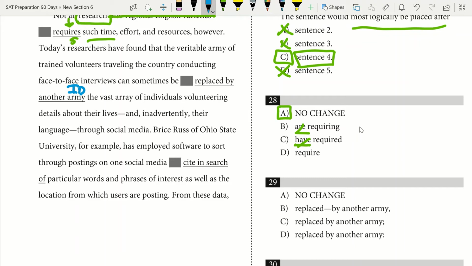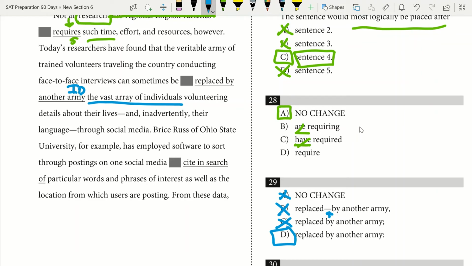Okay, I don't want to split the word replaced up with anything, so we can get rid of B because it splits replaced and by. We don't want to split those. I'm looking at option A. We say replaced by another army, and then we just say the vast array of individuals. We need something after army, so A is wrong. We need a piece of punctuation after the word army. So now I'm looking at a colon versus a semicolon. Now in this case, my idea is illustrating the idea that comes before it, so I'm going to want to use a colon there. So my answer there is going to be D for number 29.